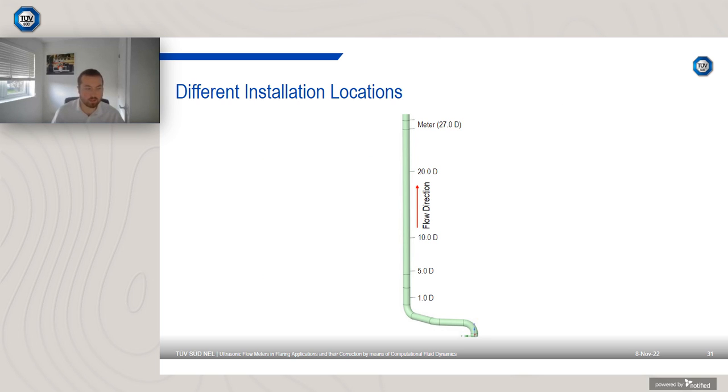Okay, so if we have a look at a real life example of an operational failure, we can see that the operator decided to place the meter 27D away from the nearest disturbance as opposed to placing it elsewhere. What we've done though is we've had a look at the K factor for various different locations, so 1D, 5D, 10D and 20D away from the closest disturbance, which is the bend. Because usually when you're building a flare system, you have an option to install the meter somewhere, but usually this is dictated by how accessible it is.